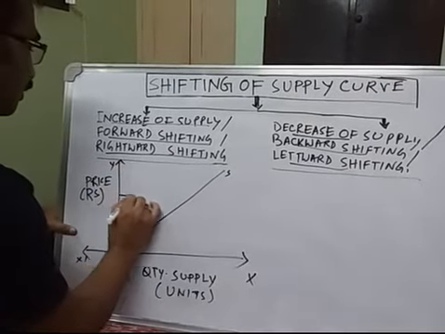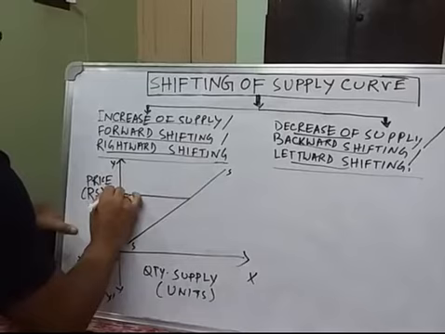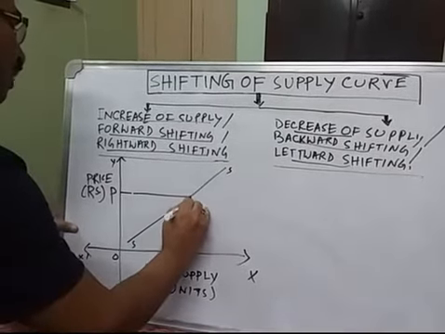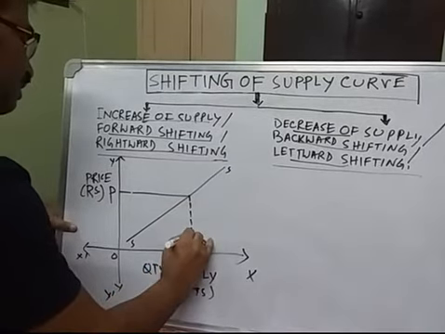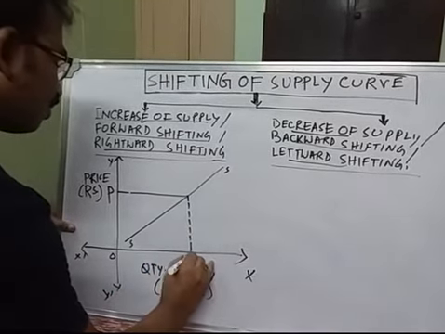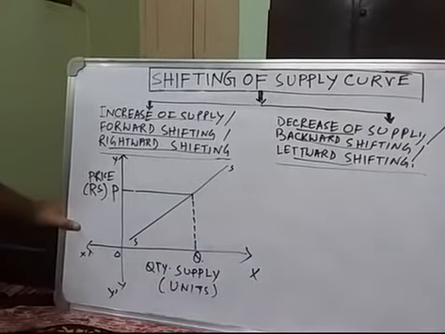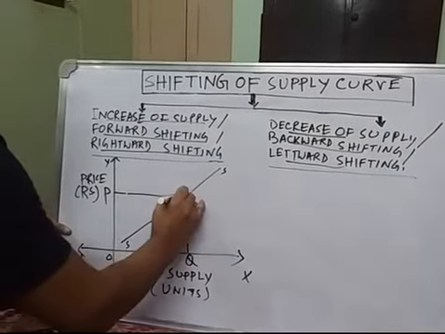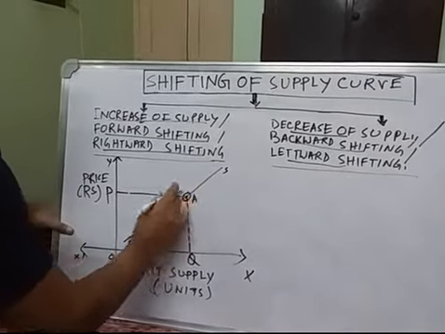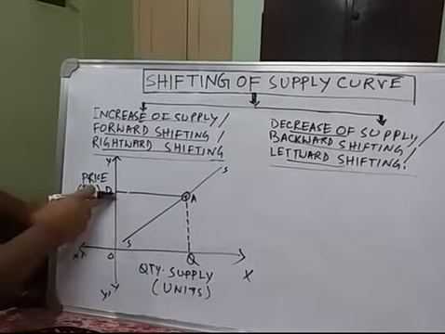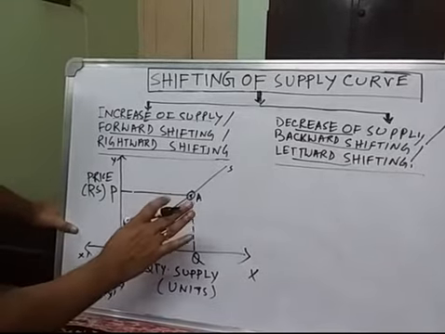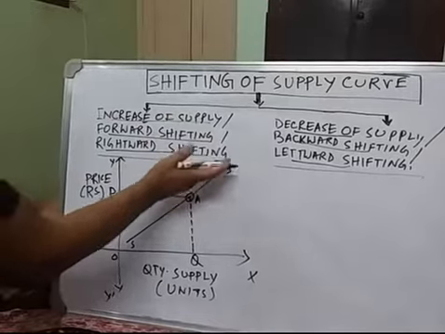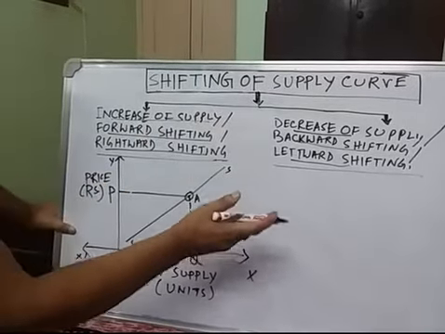Now see, OP is the price of the commodity, and when the price is OP, then the quantity supplied to the market is OQ. Clear? And the point is A. So at the point A, when price is OP, quantity supply is OQ. Clear on this part? Now the concept is increase of supply, meaning the supply curve shifts to the right side.